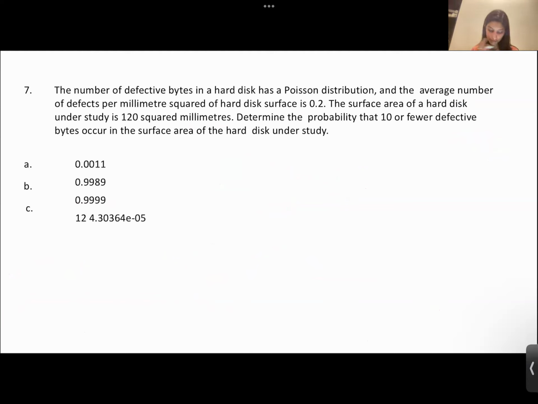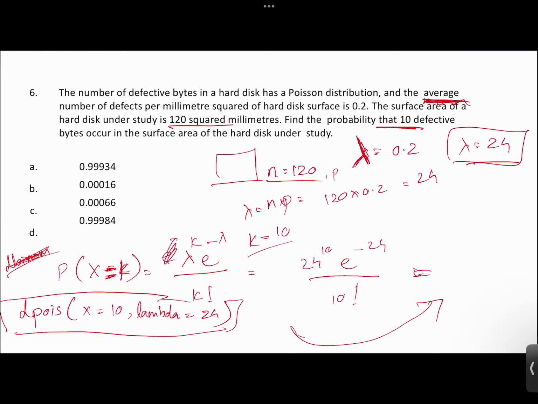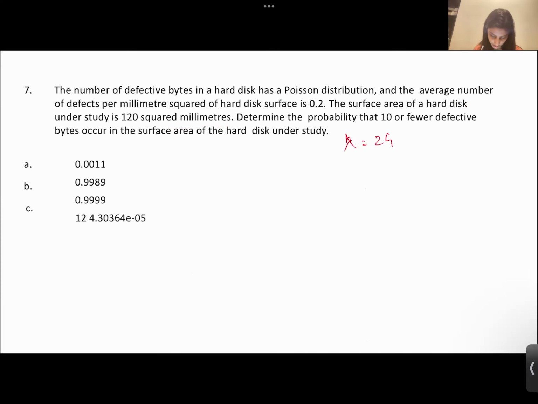Now it's basically the same thing again. Last problem. Suppose 10 or fewer defective bytes, what will be the code? Yes, that's what we are looking at here: 10 or fewer defective bytes. Is it the same type? Yes, it's the same thing.